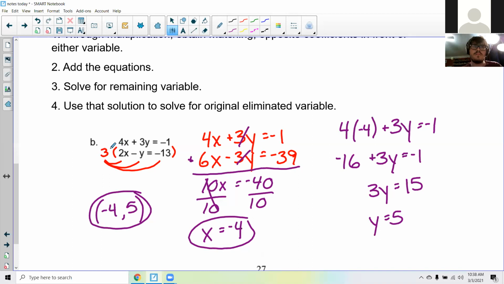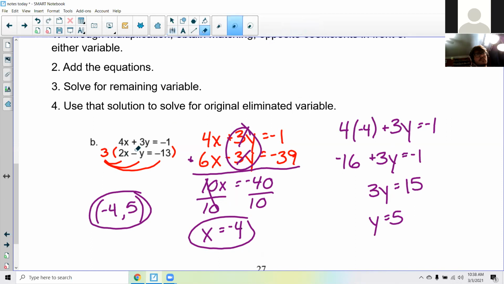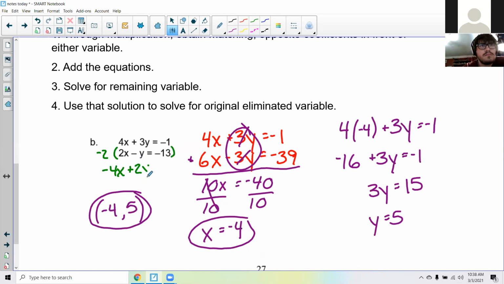So I picked 3 because I wanted to get the same number in front of the x's or the y's, so that when I add the equations together, they're going to cross out. So let's just say you want to get rid of the x's first. I could multiply the first equation, I'm sorry, the second equation by -2. So I'll get -4x plus 2y equals positive 26. And then when I add those, the x's will go away.